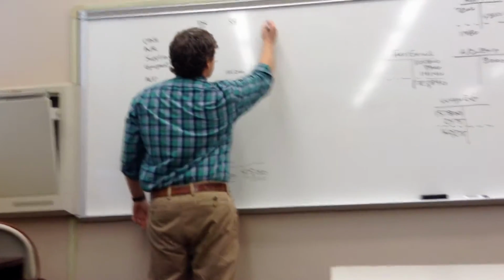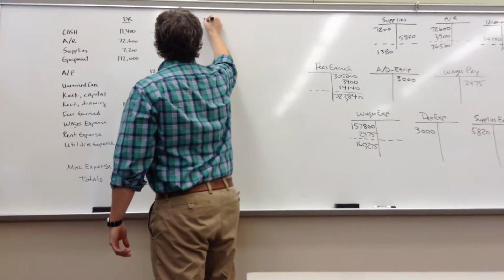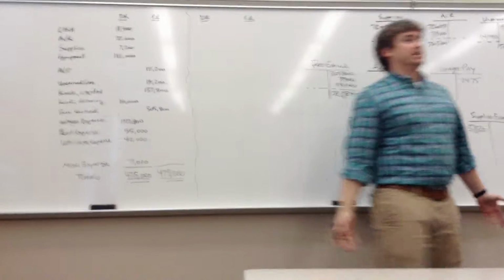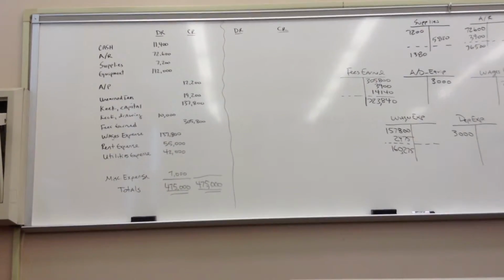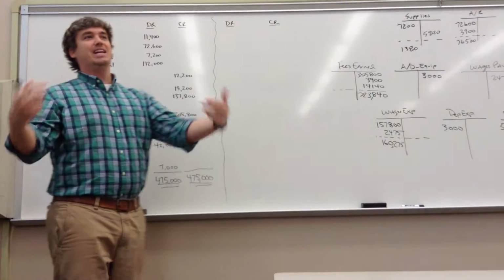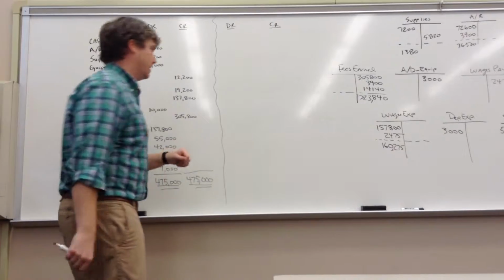And what I'm going to do is I'm going to come out here. I'm going to set up another debit and credit column. And all I'm going to do is this. I'm going to take each account and I'm going to work my way down. All right, this is creating the adjusted trial balance. This is what we'll take and put together our financial statements.